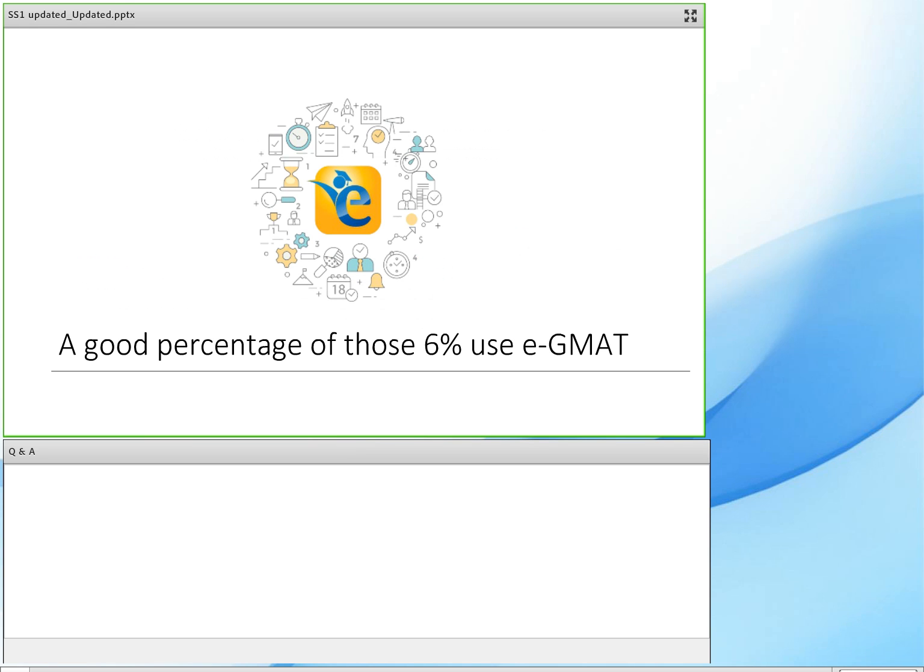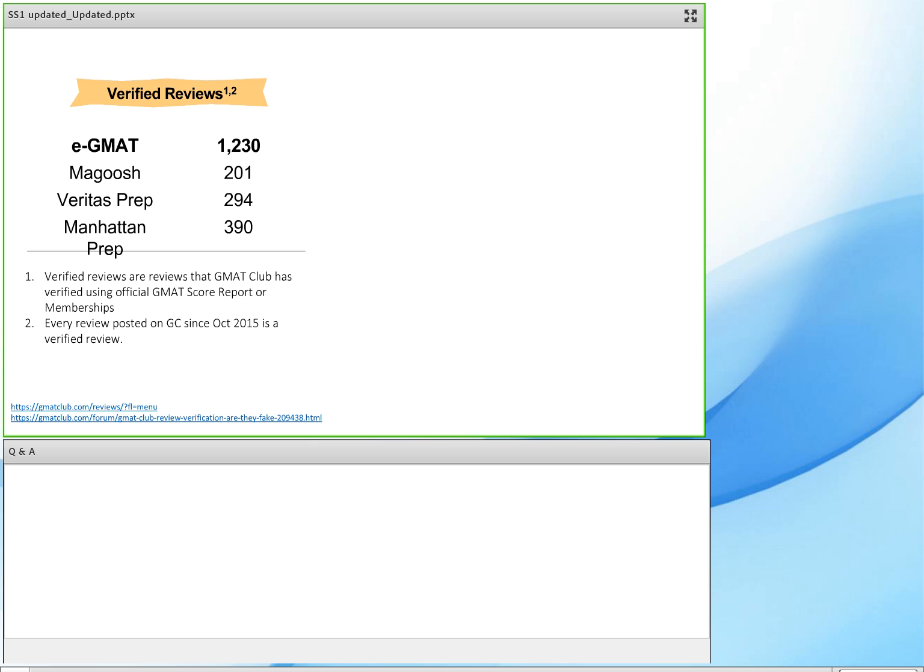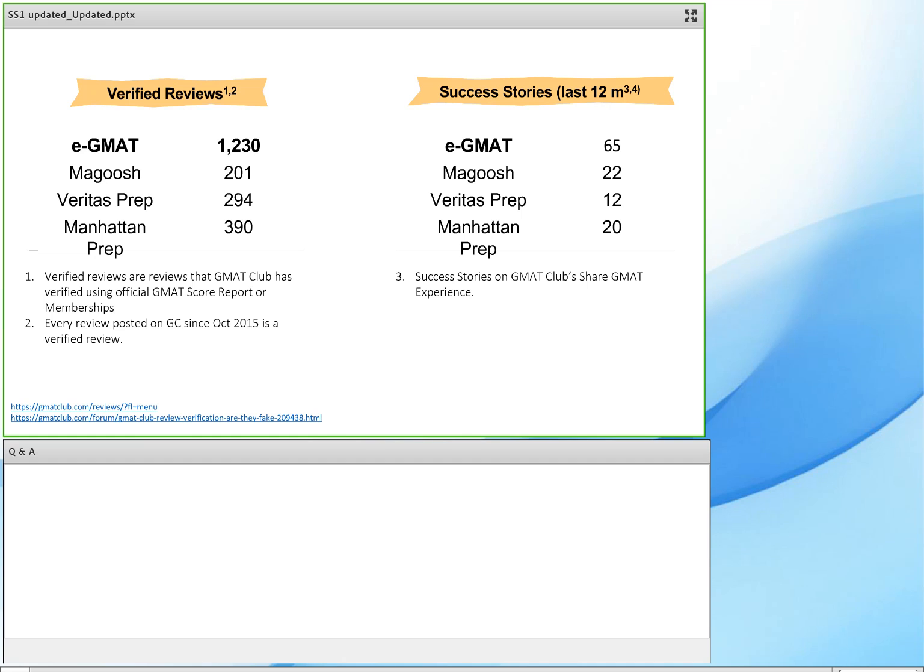So what is it that people who get to those scores do? A good percentage of them use e-GMAT. Why do we say that? When you look at two stats, which is the number of verified reviews or the number of success stories, you're going to find that e-GMAT accounts for more verified reviews actually than most of these other major prep companies combined. And then you'd see that consistency when you look at the review section of GMAT Club or Beat the GMAT. Similarly, when you look at success stories which have been submitted over the last 12 months, you're going to find that more success stories mention e-GMAT than do mention all of these other three prep companies combined.